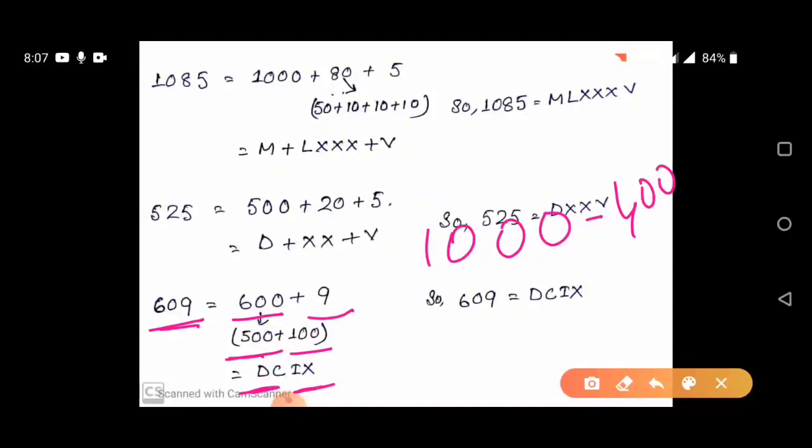DC is for 600 and IX is for 9. DC means D is for 500 and C is for 100. Whenever C is written on the right side of D, it will be added. So it will become 600. And for 9, I is written on the left side of X. So the value of I will be subtracted from the value of X. So 10 minus 1, it will be 9. So 609 can be written as DCIX.